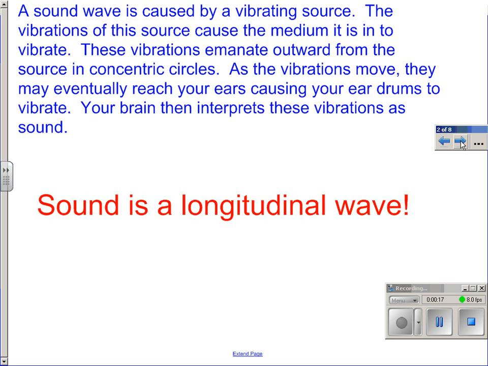A sound wave is caused by a vibrating source. The idea is the vibrations from the source are going to cause the particles of the medium it's in to vibrate. Those vibrations are going to emanate outward from the source in concentric circles, similar to if you dropped a rock into a pond, you would see the ripples spreading outwards in circles. As the vibrations move, they could eventually reach your ears. Those vibrations will cause your eardrums to vibrate, and your brain interprets that as sound.